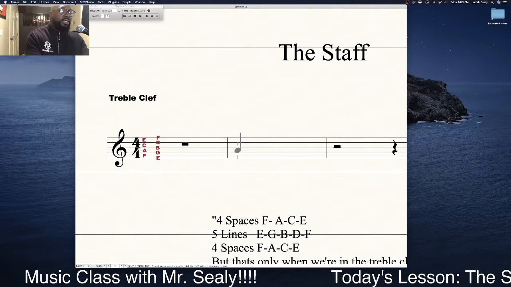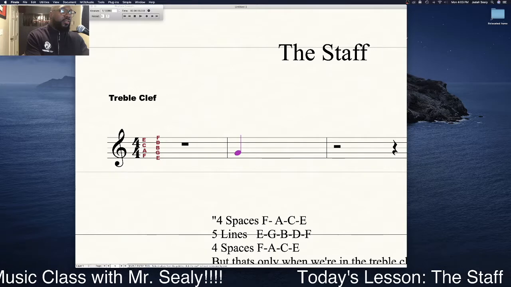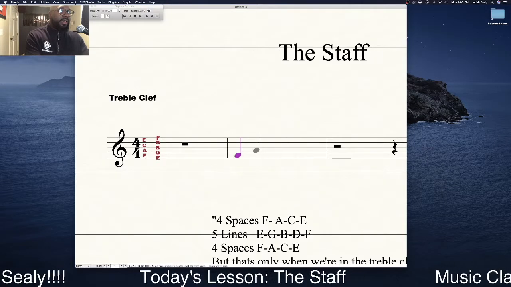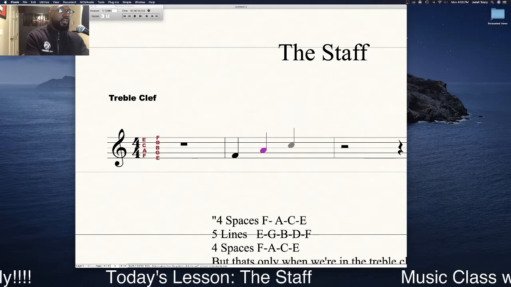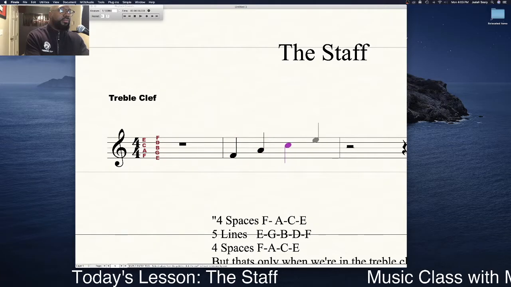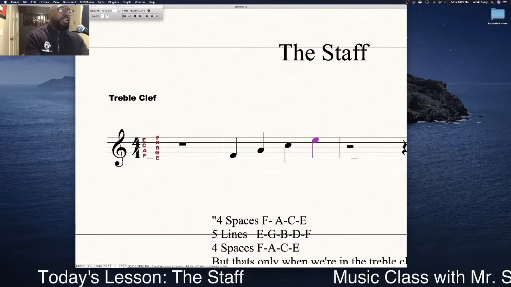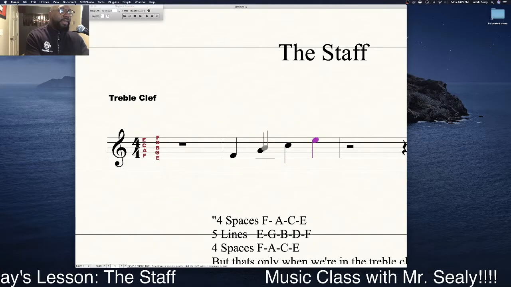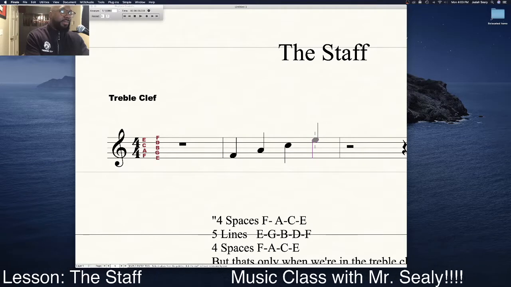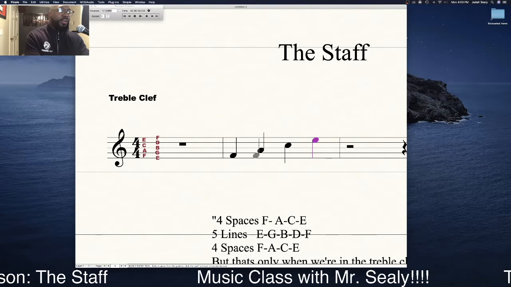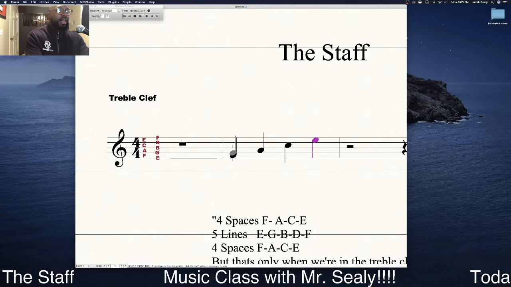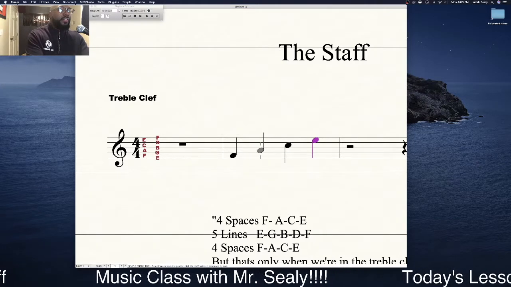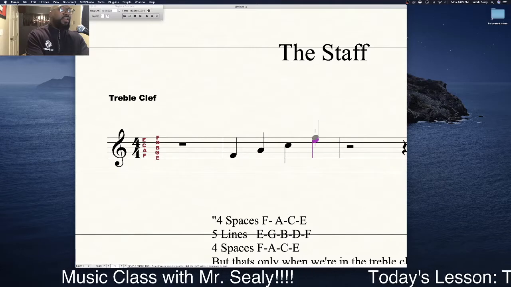So I'm just gonna label all the space notes and we're gonna go over them. First space, second space, third space, fourth space, okay? This is our first space, this is our second space, third space, fourth space. Notes can be put in any order on any line or any space, but once you put them on the first space, it is assigned a certain letter, and we'll get to that later.